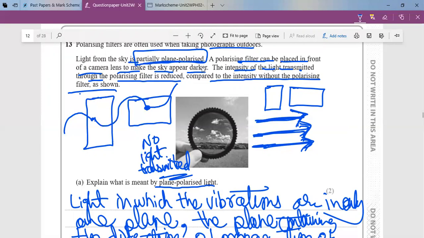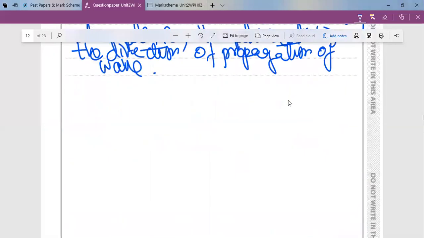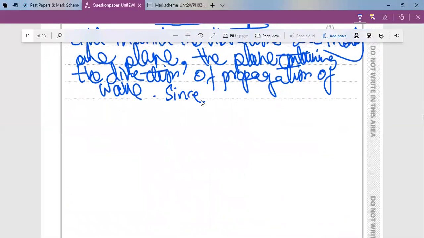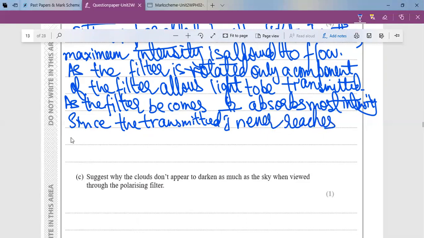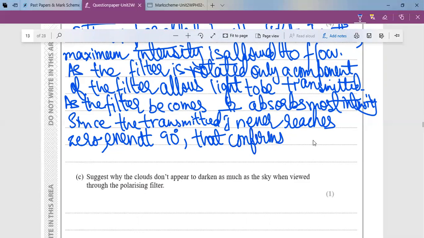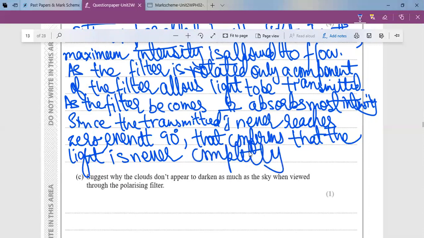But if the first one is partially polarizing the incoming light, then the second one will not be able to completely block the light. So, since the transmitted intensity never reaches zero, even at 90 degrees, that confirms that the light was never completely polarized, or light is never completely polarized. And this completes the answer.